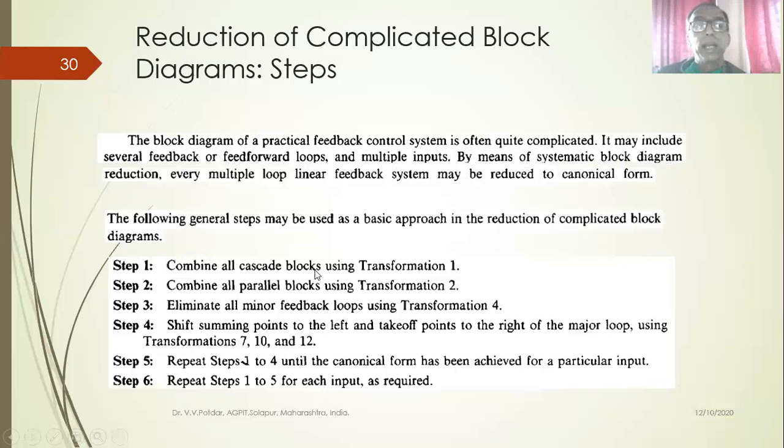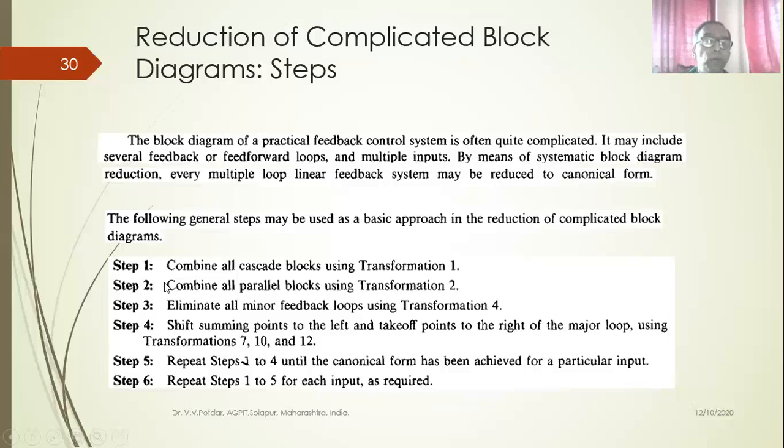What is step number 1? Combine all cascade blocks using transformation 1. That is rule number 1. Step 2: combine all parallel blocks using transformation 2. Step number 3: eliminate all minor feedback loops using transformation 4. Step 4: shift summing points to the left. Remember this step, it is also an important step. If I have a number of summing points, shift all the summing points to the left and all the takeoff points to the right of the major loop, using transformations 7, 10, and 12.